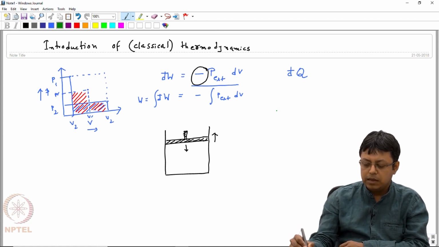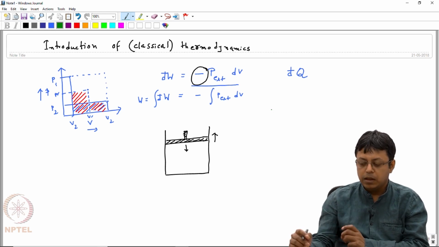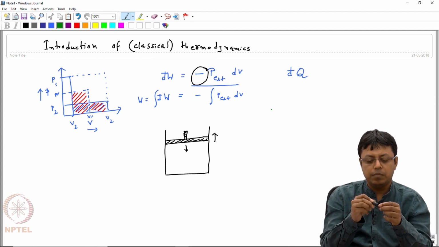Now then we write the statement of the first law of thermodynamics, and we say that for any cyclic process, the work done will be equivalent to the heat withdrawn. Now what is a cyclic process? The cyclic process is that you basically start from a state of the system.